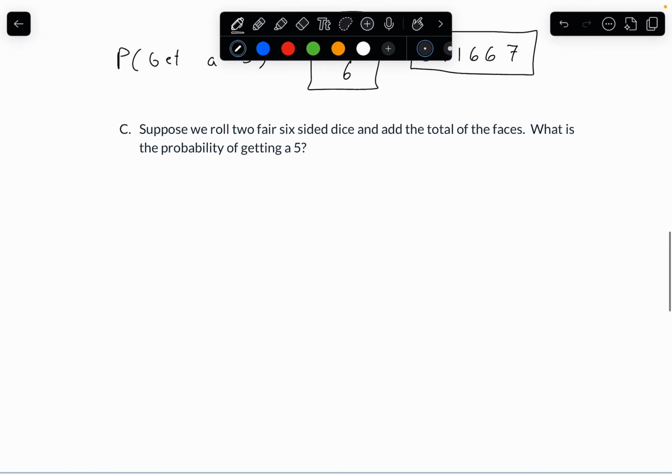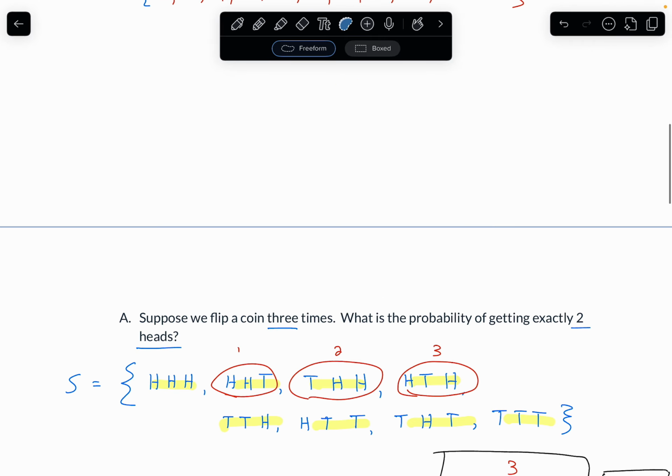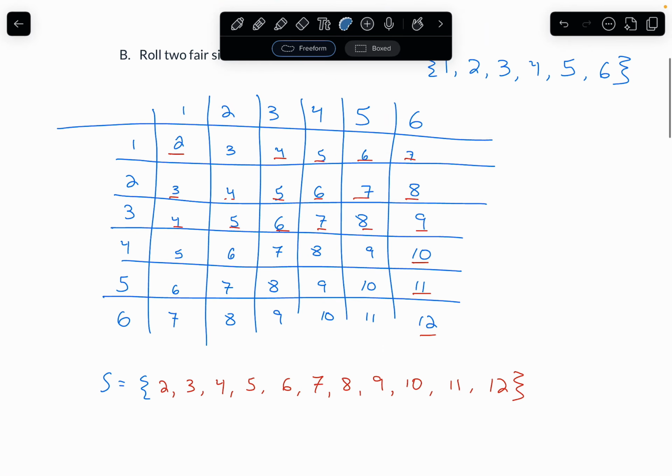In this last example, it says, suppose we roll 2 fair 6-sided die and add the total of the faces. What is the probability of getting a 5? This one's a little bit trickier because we have the 2 die rolls instead of the 1, but luckily for us, again, this is something that we talked about in our last examples. So I'm going to scroll back up. I'm going to grab that sample space.